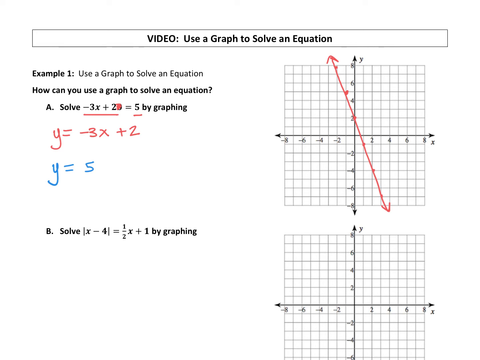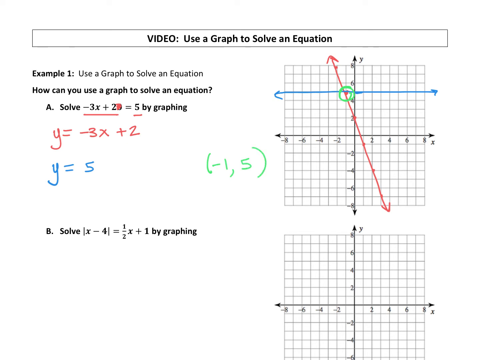Our second equation is just y equals 5. We've talked about these where if it's just a number, y equals 5, it's going to be a horizontal line going through the y-axis at 5, which is right here. So I'm going to draw that horizontal line going through 5. Now what we're looking for is the point of intersection. I can see these two are intersecting right here. That ordered pair is negative 1, 5.